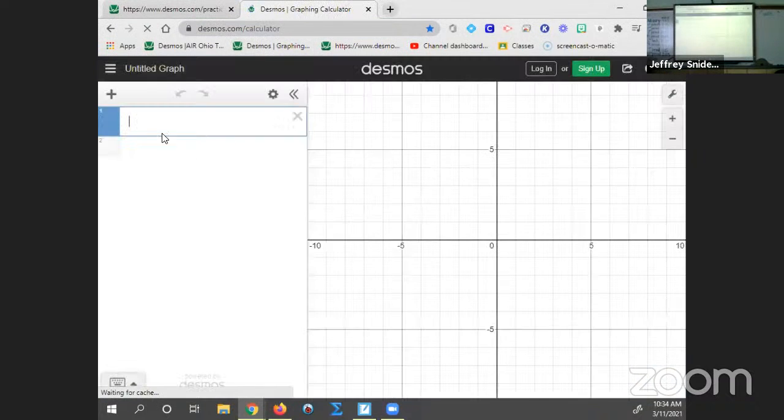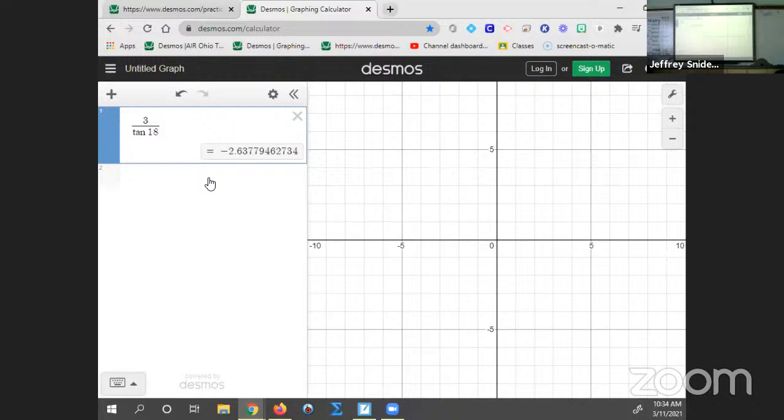If you do this on a graphing one instead, let's say you just always open up a graphing one instead. I could do the same thing, guys. 3 divided by, type it, tangent of 18. Boom. Now, notice what it did here. What did it do? Yeah. It's not in degrees. My answer is not in degrees.